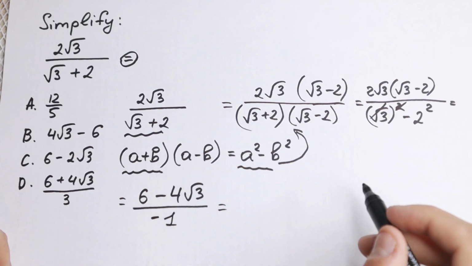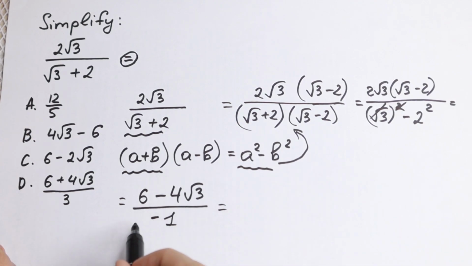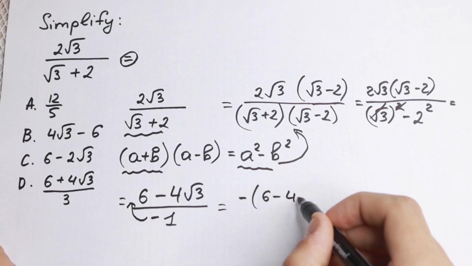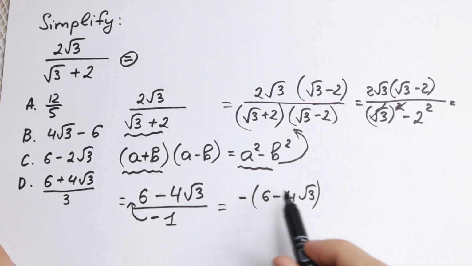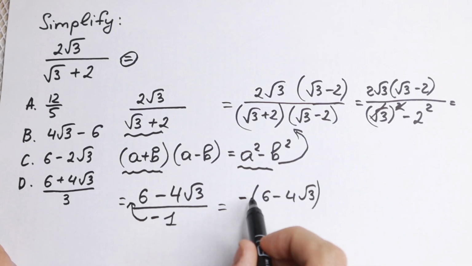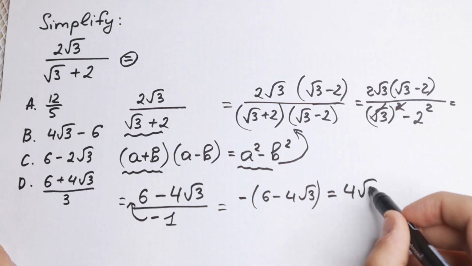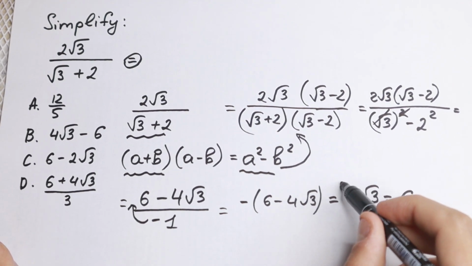We just simplify this, and right now we need to find the answer right here. But how can we do this? This minus can be written right here in our numerator, so we can write it right here behind this 6 minus 4 square root of 3, and this minus signals us that we change all signs in our parentheses. So this goes to plus, this goes to minus. And if we change our order, we will have 4 square root of 3 minus 6. So, and this is our answer.